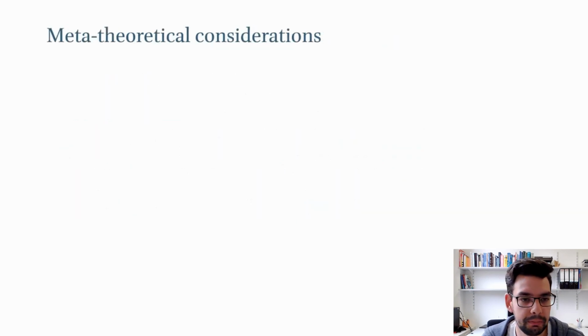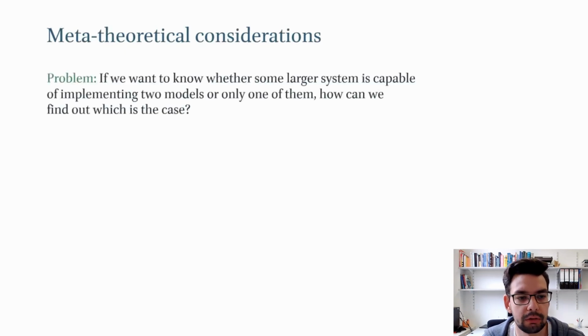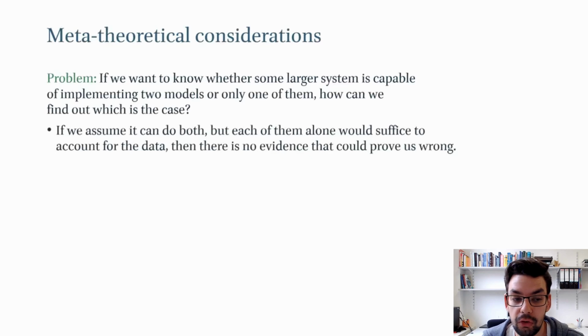So let's entertain some meta-theoretical considerations. Here's our problem redescribed more generally. If we want to know whether some larger system is capable of implementing two models or only one of two competing models, how can we find out which is the case? Well, if we assume that it can do both, but each of them would suffice by itself to account for all the data and all the observations that we make, well, we'd never find a way of proving ourselves wrong.